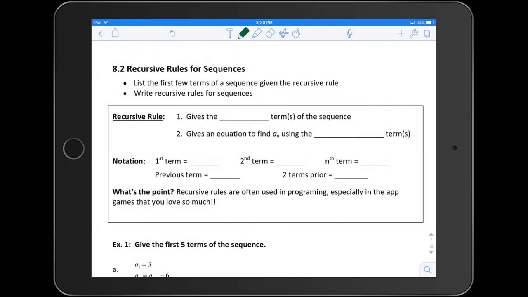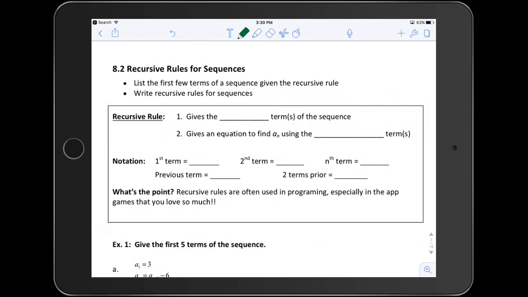Welcome to your 8.2 note guide about recursive rules for sequences. We had just gotten done with section 8.1, which talks all about explicit rules of sequences, but now we're going to talk about recursive rules. And it's a very powerful section, and I actually find it kind of fun, but you can let me know how you feel about that when we're done.